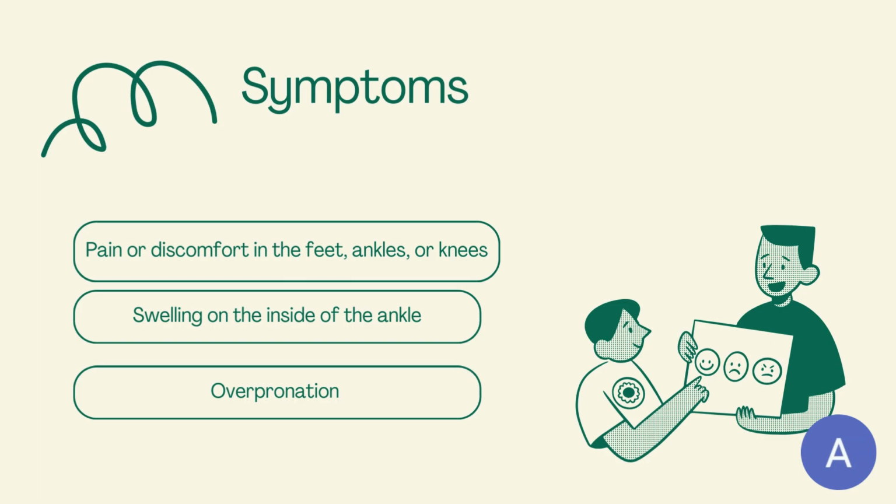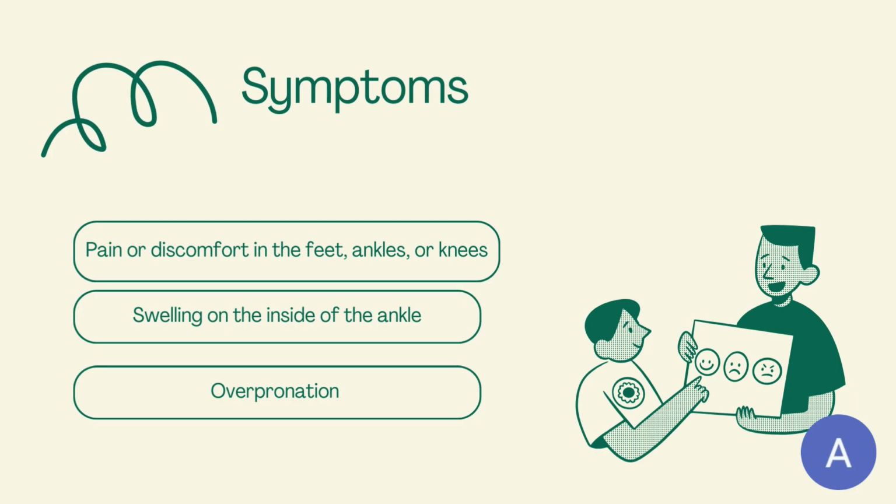The next one is swelling on the inside of the ankle. Swelling, or edema, on the inner part of the ankle or along the arch may occur due to the increased stress on the soft tissue. The swelling is often a response to inflammation and can contribute to feelings of discomfort and heaviness. All right. Lastly, overpronation.